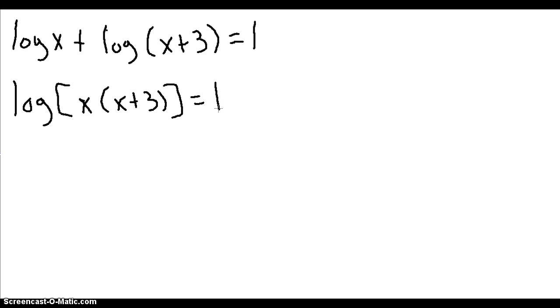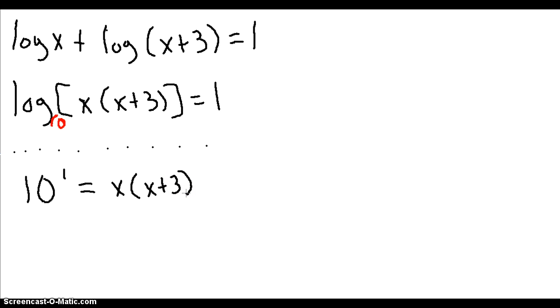Now that we have this expression, what we need to do is rewrite it into its equivalent exponential form. Now remember, log is understood to be log base 10. Not the nicest 10, but it'll still work. To write it into its exponential form, it's going to be 10, and on the other side of the equal sign is your exponent. So it's 10 to the first power is going to equal x times x plus 3.